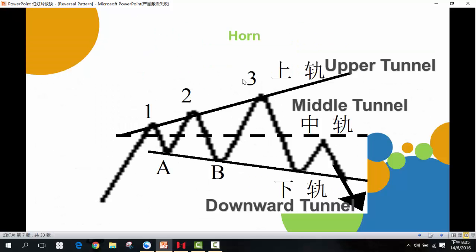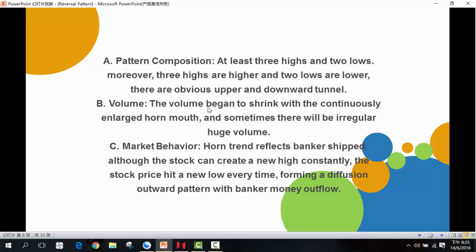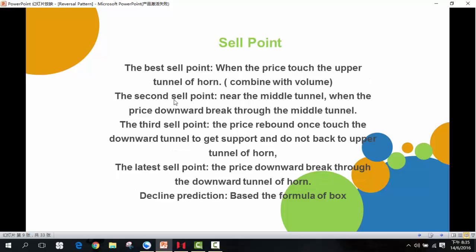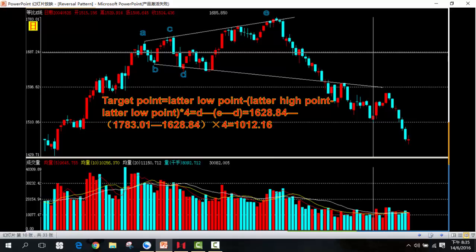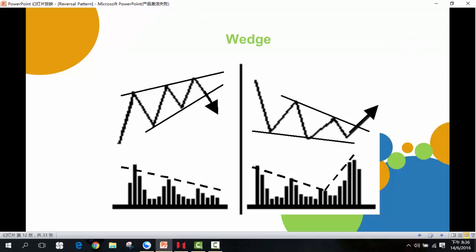This is the hall, okay? So it has 3 sell points, okay? The best sell point, the second sell point, the third sell point, and the latest sell point. Okay, I hope you can remember. So this is the formula of calculating the target price. Okay. How do we know the formula 25/4? Later I will talk.